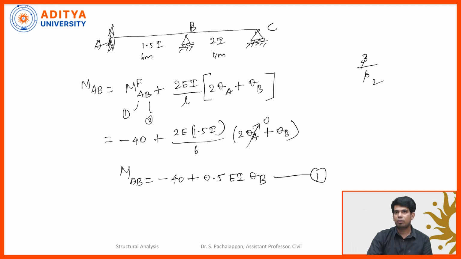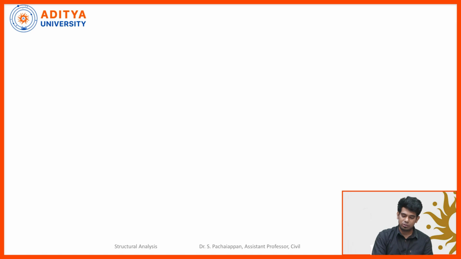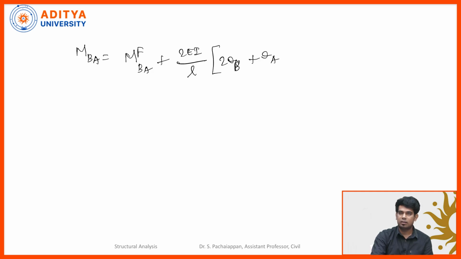Now we have to go for equation 2. What is equation 2? Equation 2 is MBA, so MFBA plus 2 times of EI by L into 2 times of theta B plus theta A, and then not writing the support settlement. So here also I can simply put theta A is 0.